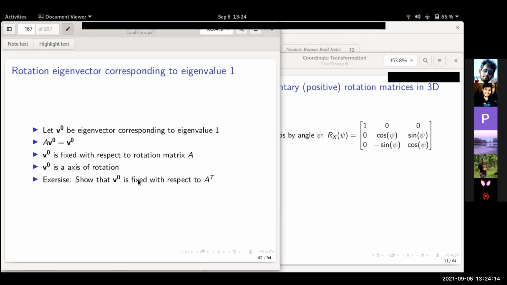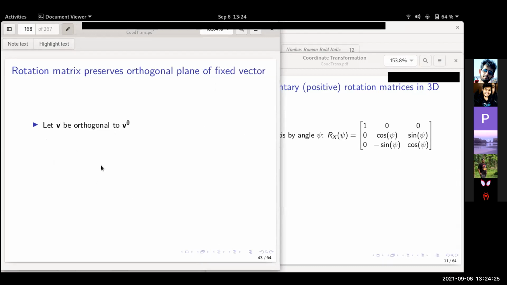Even V0 is fixed with respect to A transpose. That means the eigenvector of A transpose and the eigenvector of A are the same. You can go back and show it separately. I'm not going to show it here. Let us make this assumption. But we will show this one.